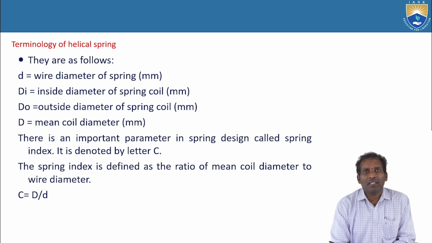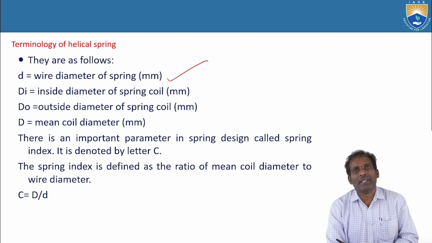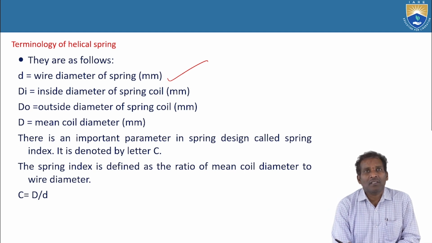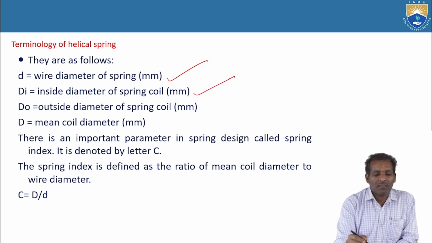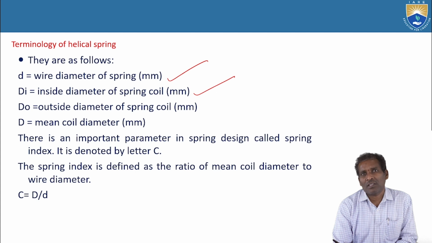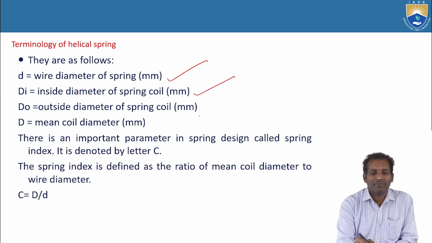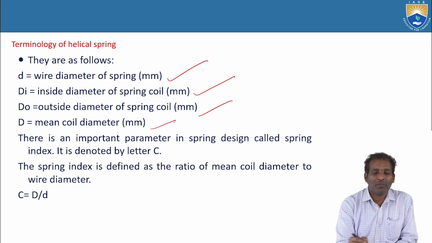The terminology of helical spring is as follows. Small d represents wire diameter of spring. All units are in mm only. Small d i is inside diameter of spring coil, and d o is outside diameter of spring. And capital D is mean coil diameter.